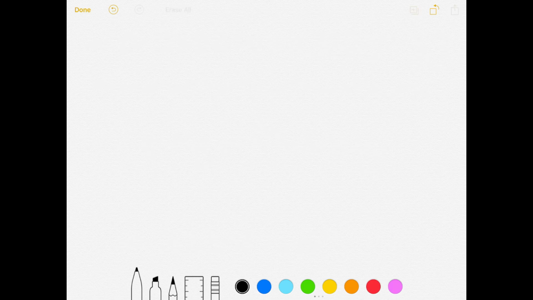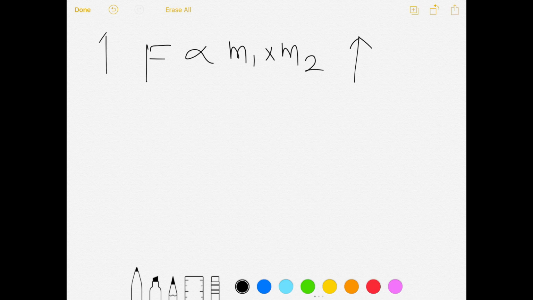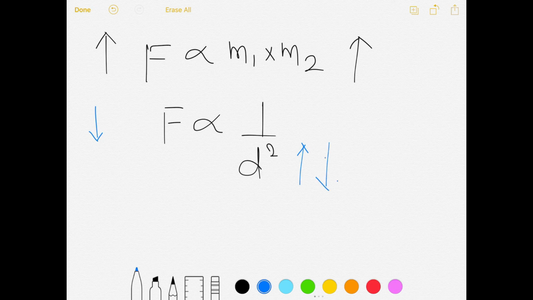Actually what happens is, the force is directly proportional to the product of their masses. So as the mass of the object increases, the force also increases. As well, it is inversely proportional to the square of the distance. So if the distance increases, the force will decrease, because they are inversely proportional. It is a simple logical thing, right? If the distance between the two objects increases, the force will reduce, and if the distance decreases, the force will increase.